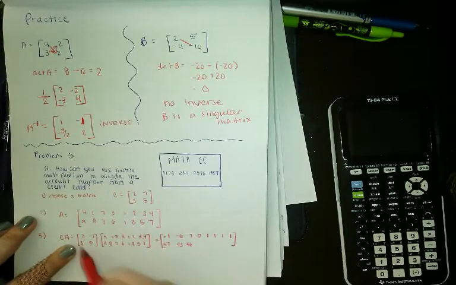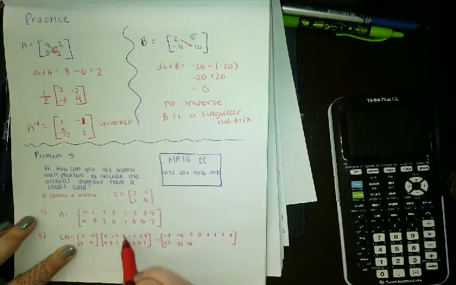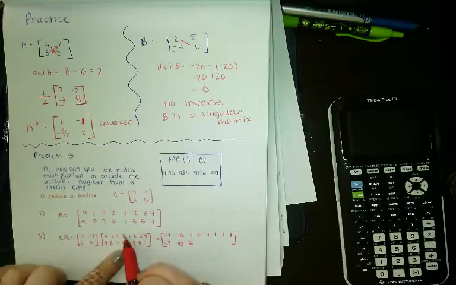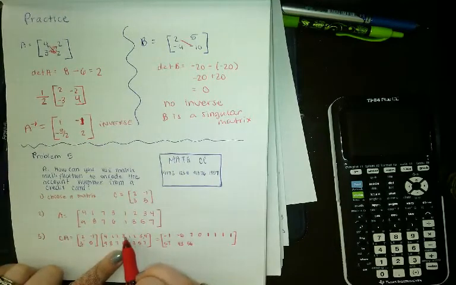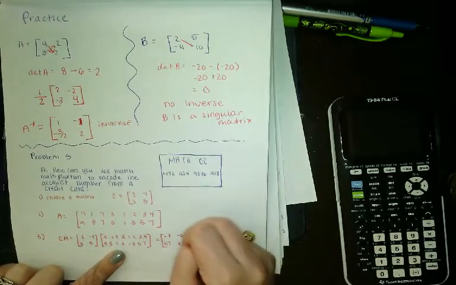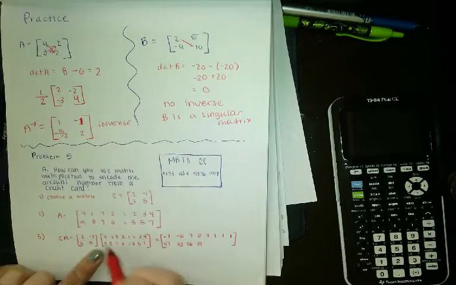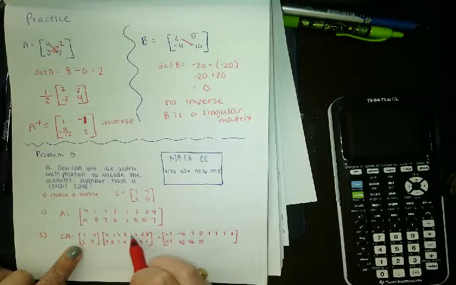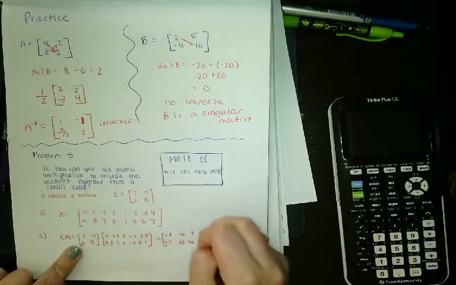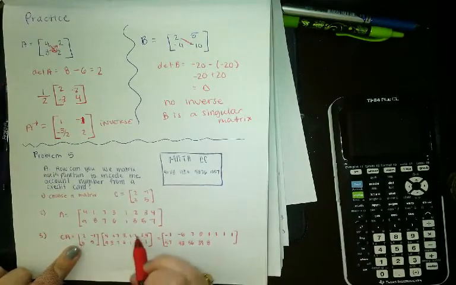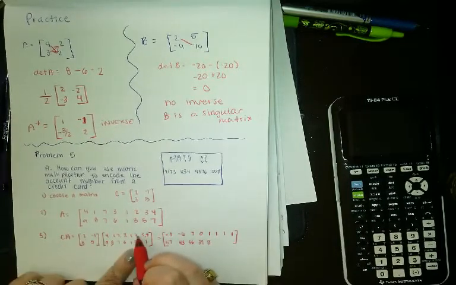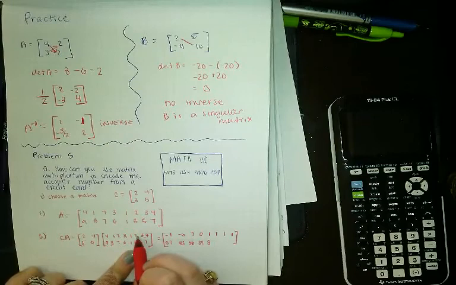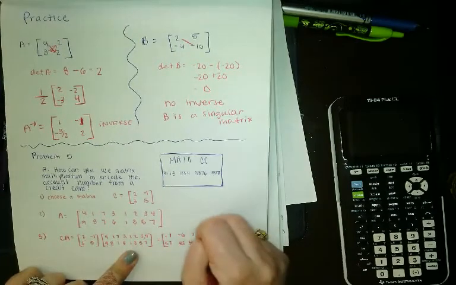Let me add those together. 3 times 3 is 9. 5 times 6 is 30. So 30 plus 9 is 39. 3 times 1 is 3. 5 times 1 is 5. So 3 plus 5 is 8. 3 times 2 is 6. 5 times 3 is 15. 6 plus 15 is 21.